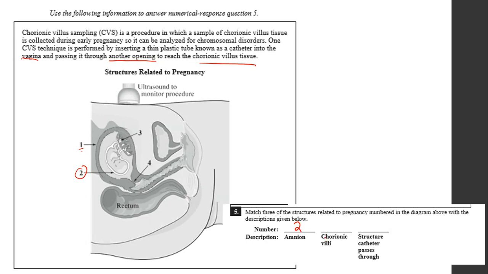The chorionic villi, they are extensions that go into the endometrium. And that's going to form the baby's part of the placenta. So that's going to be number 3.